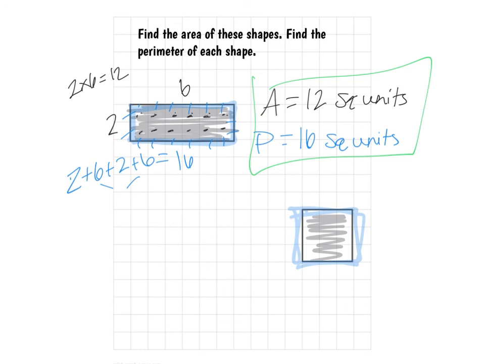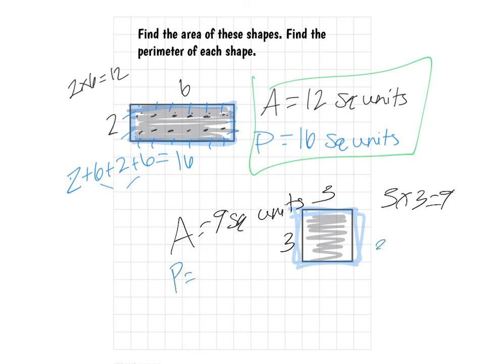Okay, so first off, we're going to figure out my area. So I know I have 3 is my length, 3 is my width. 3 times 3 is equal to 9, so my area is equal to 9 square units. And now I will do my perimeter. I'm going to add 3 plus 3 plus 3 plus 3. I have 4 3s, so I could do 4 times 3, and 4 times 3 equals 12. My perimeter is 12 units. All right, boys and girls, let's go ahead and go on to our next slide.